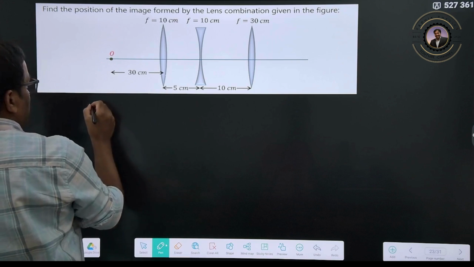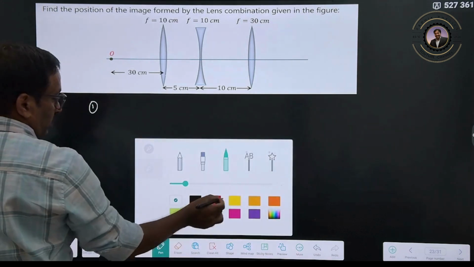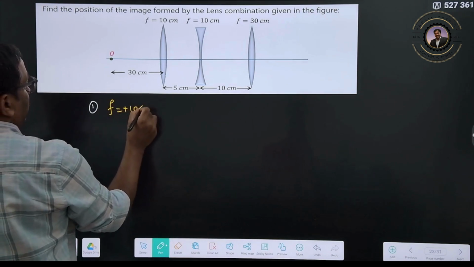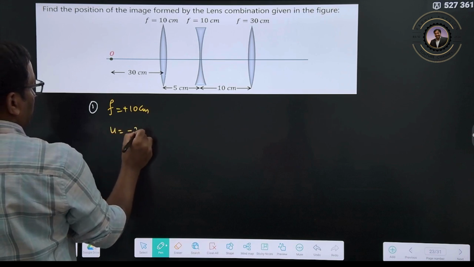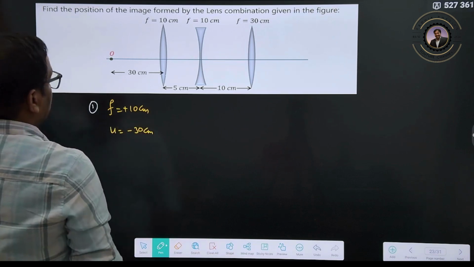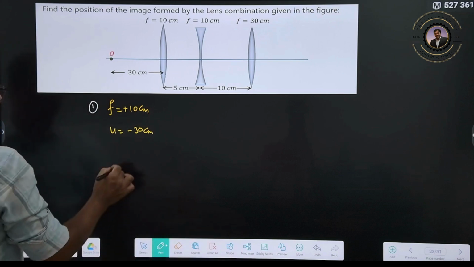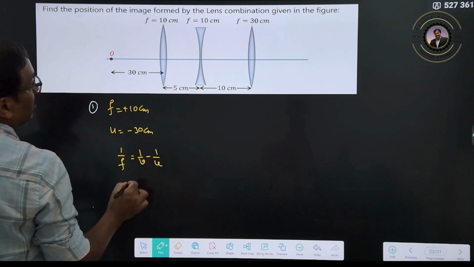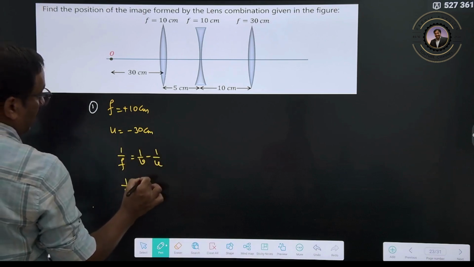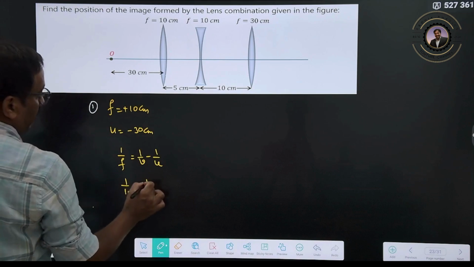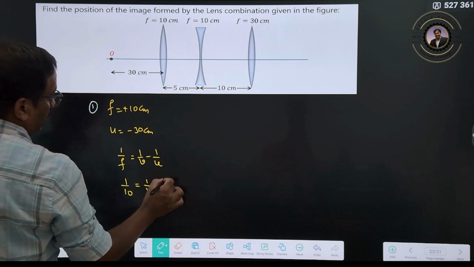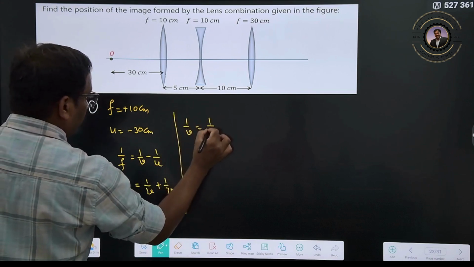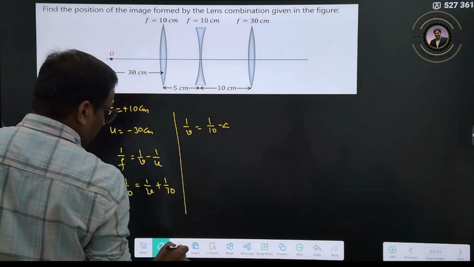So what is the focal length of the first lens? Plus 10 centimeter. U is equal to minus 30 centimeter. So where will the image be created? Therefore 1 by f is equal to 1 by v minus 1 by u, so 1 by 10. Therefore 1 by v is 1 by 10 minus 1 by 30. Clear?